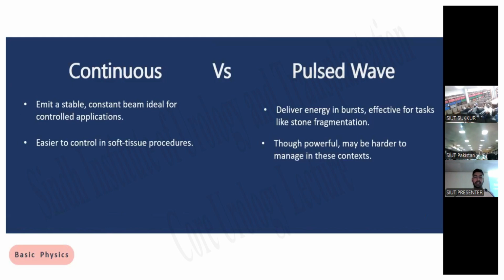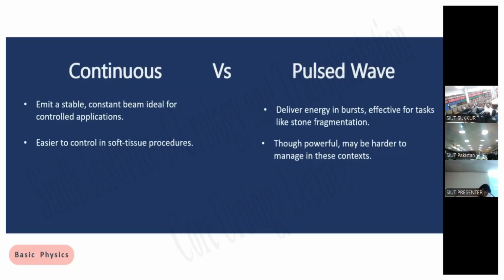Okay, so there are different types of waves, continuous versus pulse. The continuous emit a stable, constant beam ideal for control applications, while the pulse delivers energy in bursts, effective for tasks like stone fragmentation. The continuous is, however, easier to control in soft tissues, while the pulse waves are powerful, so they may be harder to manage in these contexts.